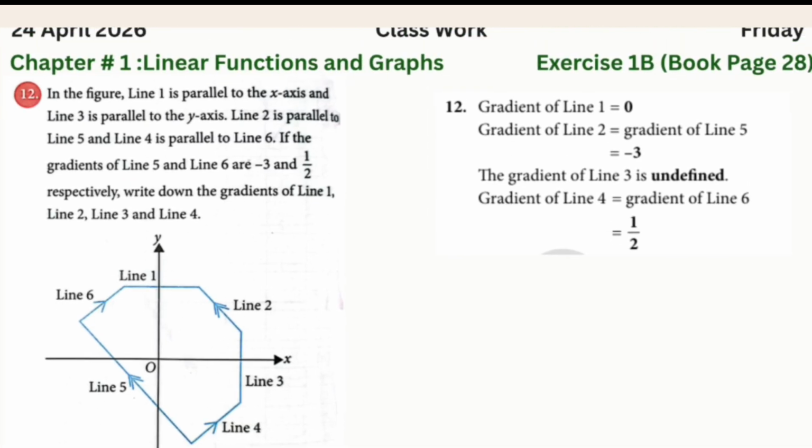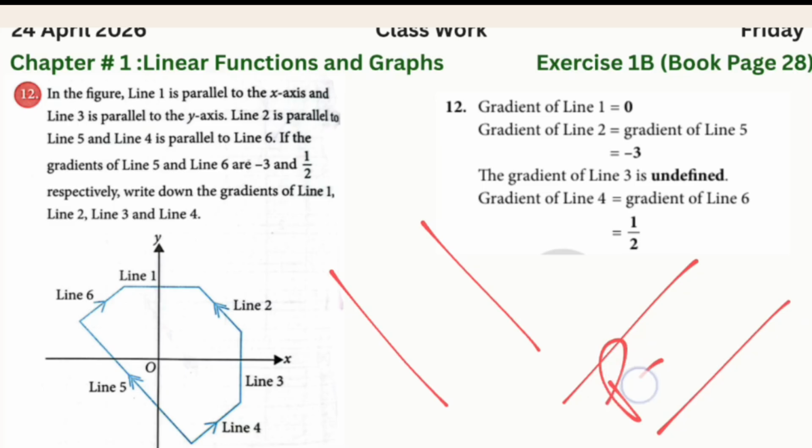In question number 12, in a figure, line 1 is parallel to the x-axis and line 3 is parallel to the y-axis. Line 2 is parallel to line 5. Parallel means both are parallel to each other like this, parallel. These are parallel lines, okay? This is known as a parallel line.